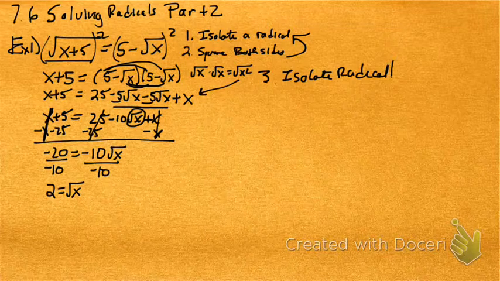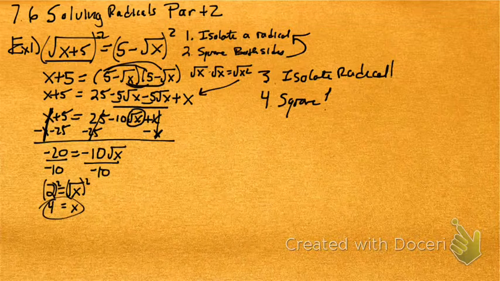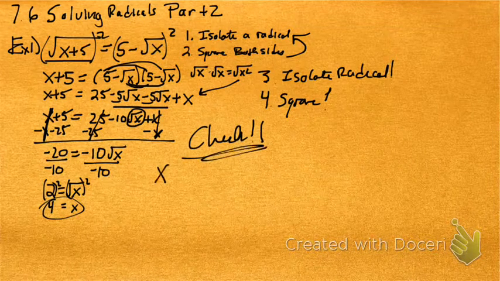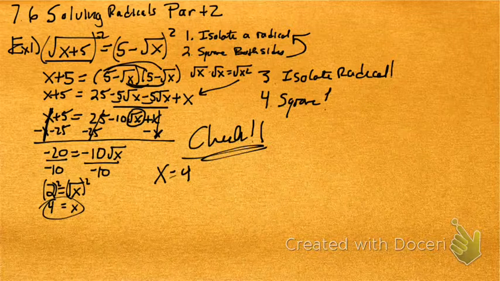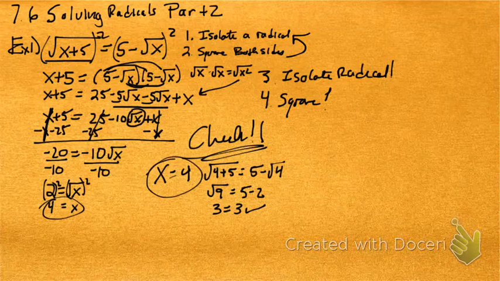The last step is to, once again, square both sides. If we square both sides, we end up with x on the right, and when you square 2, you get 4. Now, just like before, you want to check your solutions because it might be extraneous. If we plug in 4 for x in the original problem, always, we have the square root of 4 plus 5 equals 5 minus the square root of 4. The square root of 4 plus 5 is the square root of 9, and this side is 5 minus 2. So I get 3 equals 3, and we've just verified that 4 is the solution.